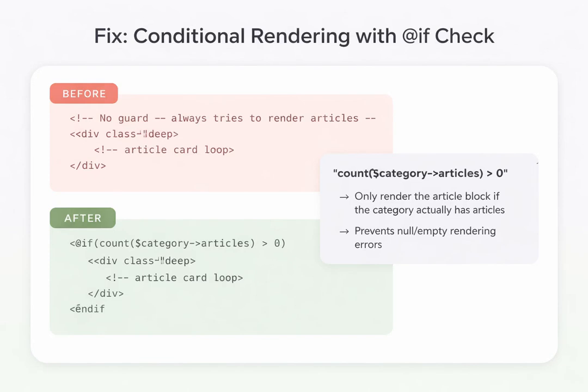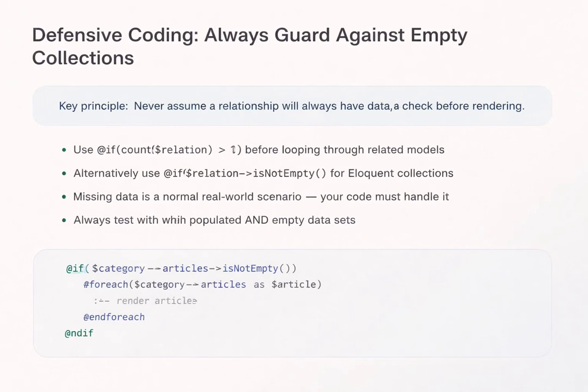The instructor's solution is clean and elegant. Instead of always trying to render the article block for every category, you wrap it in a conditional check. The fix is to use an @if statement that checks whether the count of articles belonging to that category is greater than 0. If the category has no articles, the block is simply skipped. No null values, no errors. The instructor explains the logic clearly. Some categories might legitimately have no articles, and your Vue code needs to handle that gracefully, rather than crashing or showing empty data. This debugging moment leads to a broader best practice that every developer should internalize.